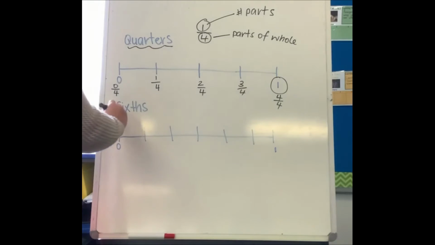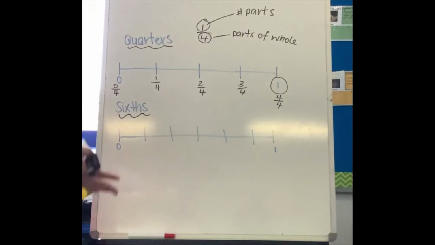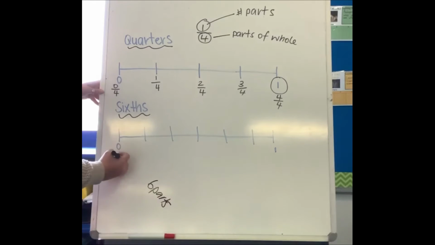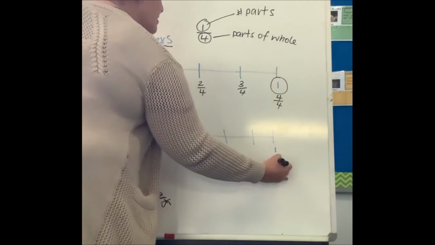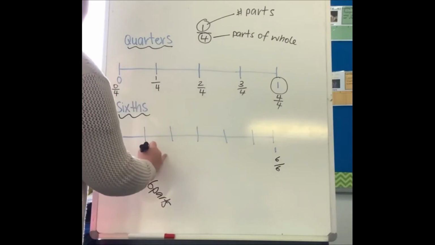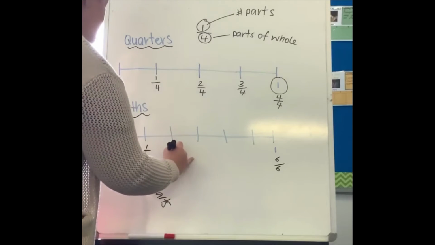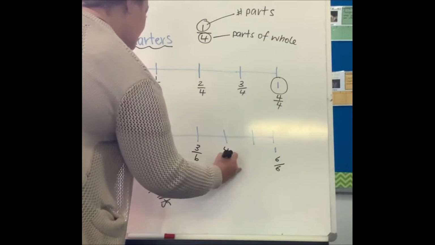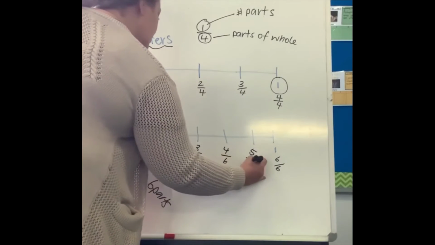Next, moving on to 6. How many parts will our whole be split into if we're working with 6? That's right, it'll be split into 6 parts. So this here represents 0/6, and our whole represents 6/6. If we move across, we've got 1/6, 2/6, 3/6, 4/6, and 5/6.